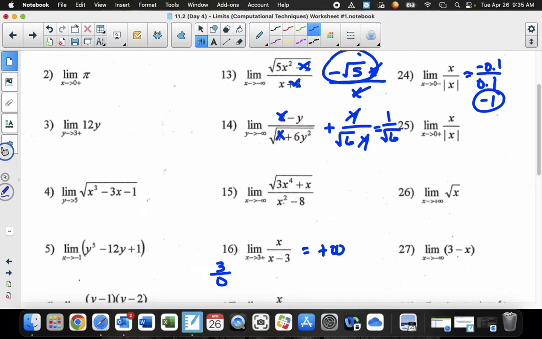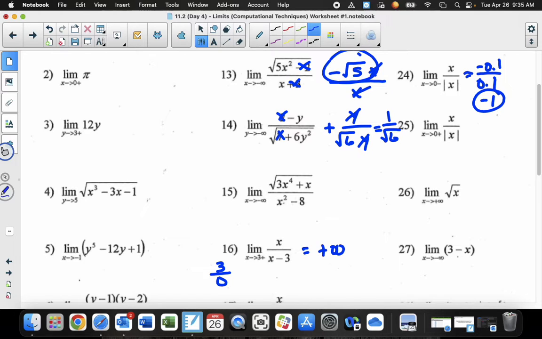On the next one, what's the only difference on 25? It's going to turn out to be positive. Because now you're picking a positive, let's say 0.1. You get 0.1 over 0.1. That's 1. Same thing in the numerator and denominator. Okay? So absolute value problems, the same thing. Just pick something on either side and just plug it in and see what you get.